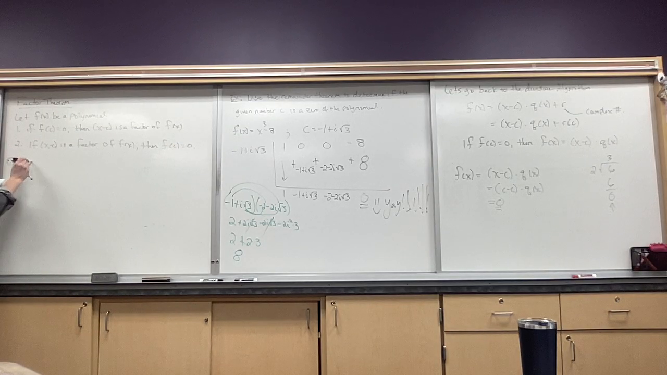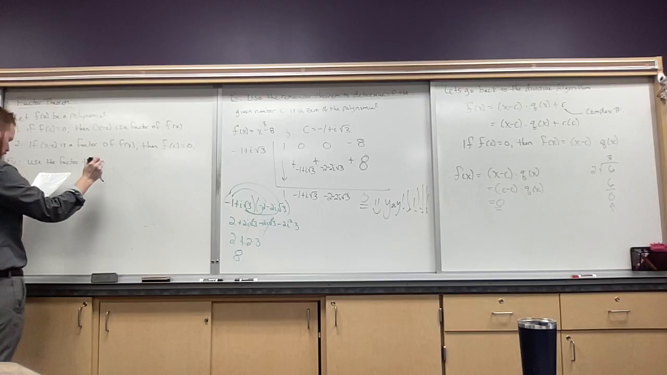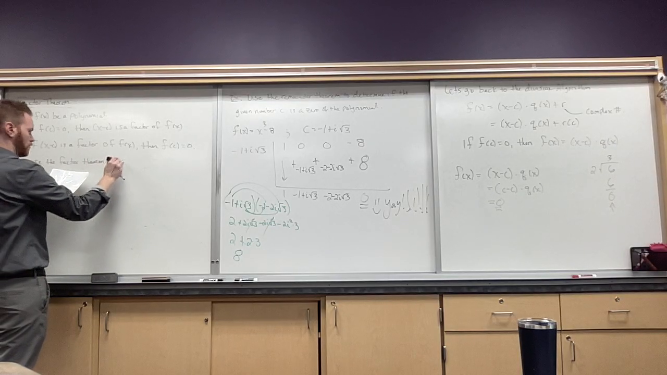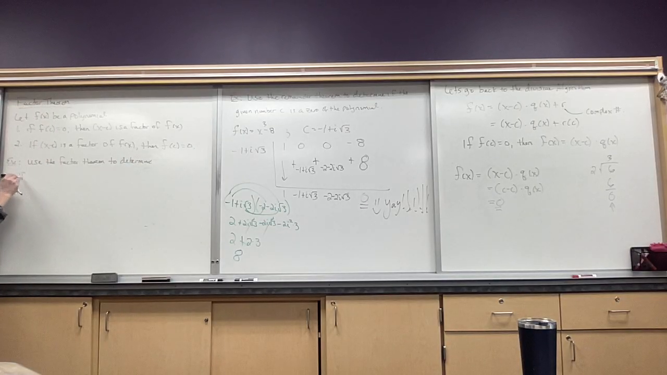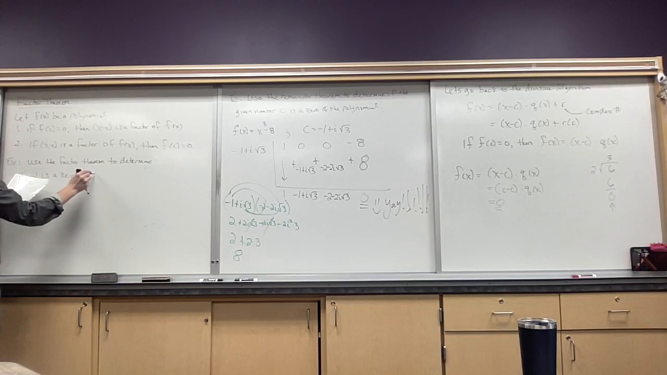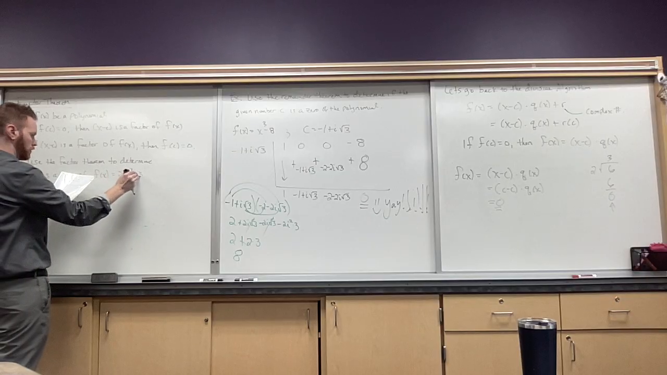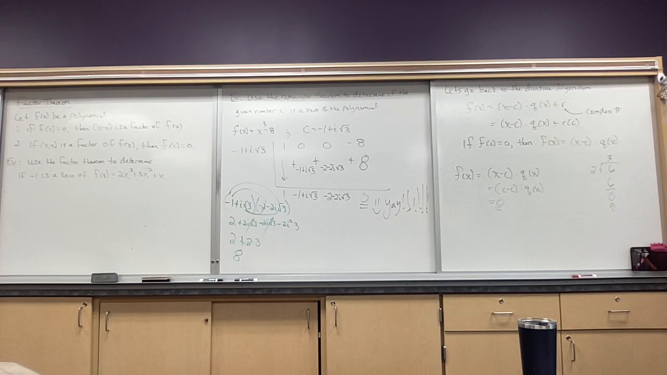Example. Use the factor theorem to determine if -1 is a 0 of f of x equals 2x cubed plus 3x squared plus x. Okay, so that's what we're going to do. We're going to use the factor theorem to determine is -1 a 0.